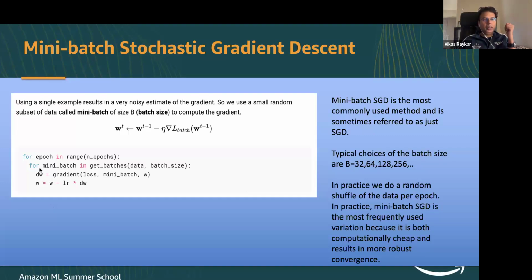One epoch is one run over the entire training data set. For each run, I'm going to iterate over multiple batches: get one batch, compute the gradient, and then update the parameters using the gradient. Mini batch SGD is the most commonly used, and sometimes we just refer to it as SGD. Typical choices for B, the batch size, are 32, 64, 128, 256, etc. In practice, we also do a random shuffle of the data per epoch.